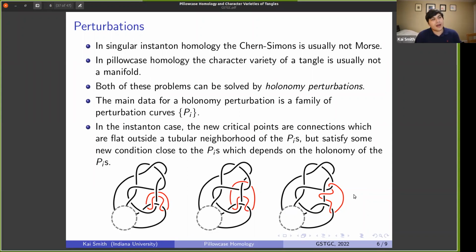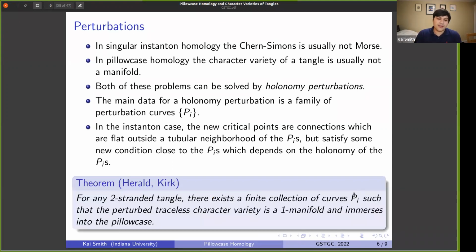The intuition for what the perturbation curve does in the pillowcase situation is a little harder to explain, but by a theorem of Herald and Kirk, we know that for any two-stranded tangle, there is some collection of perturbation curves such that you can perturb it to get a one-manifold, which will give you an immersed Lagrangian in the pillowcase.